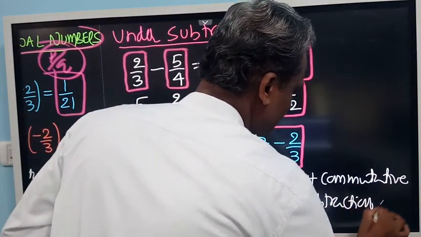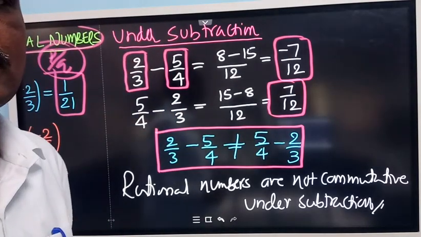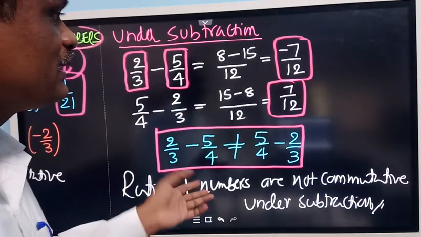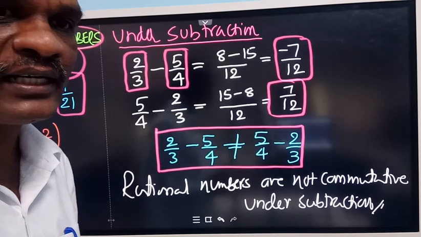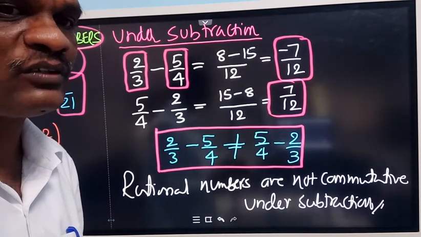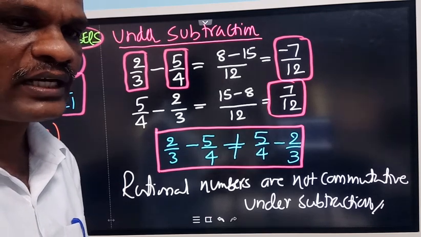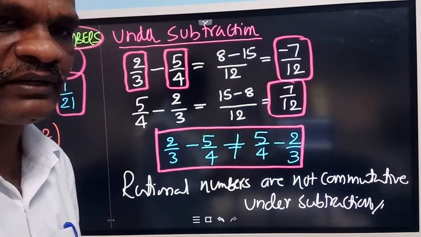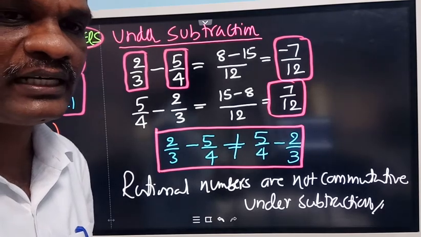So this property holds good under addition but not under subtraction. You cannot interchange the subtrahend and minuend. You cannot interchange and subtract. It is not possible. But you can add in any way. You can add the rational numbers in any way, but you cannot do the same thing under subtraction.